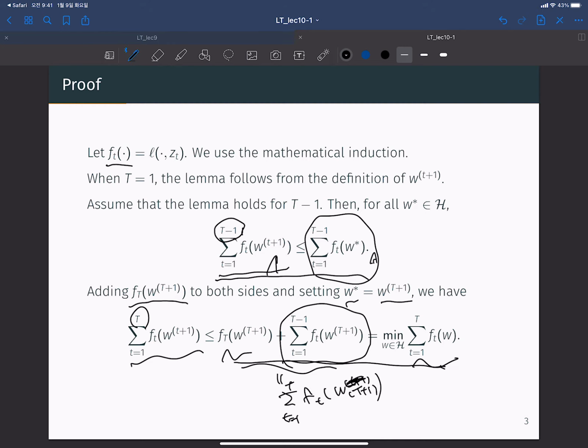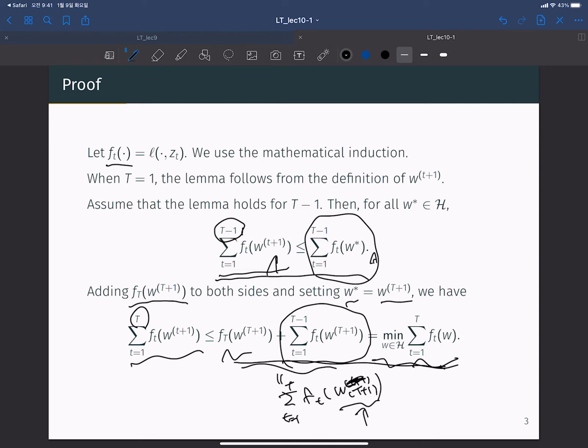And from the definition of w_{T+1}, this is basically the optimal hypothesis that minimizes the cumulative loss. So from the definition, this is equal to the argmin over w in the hypothesis class of the cumulative loss function up to T. So the lemma holds for capital T as well.